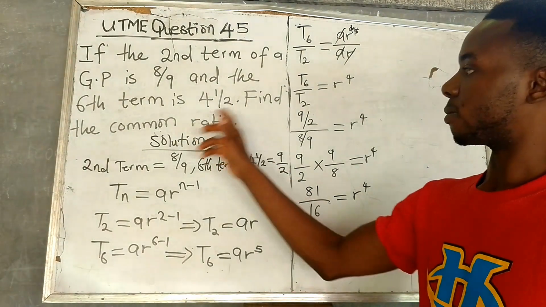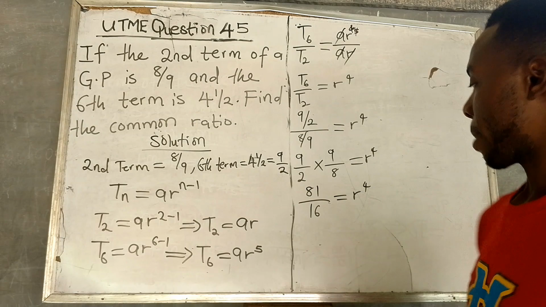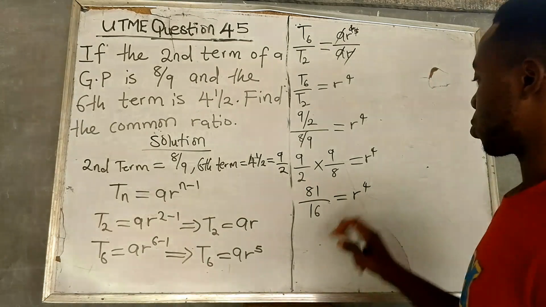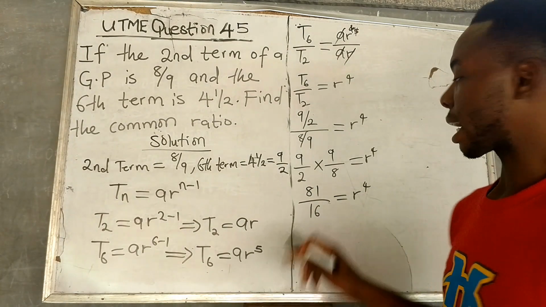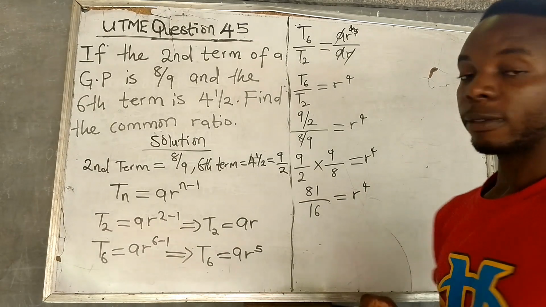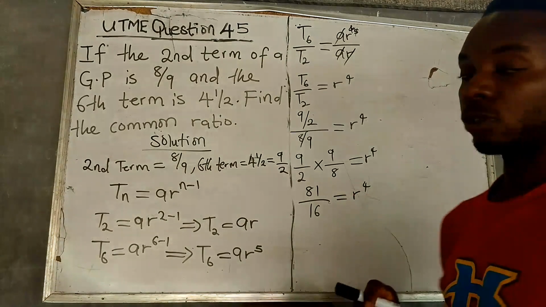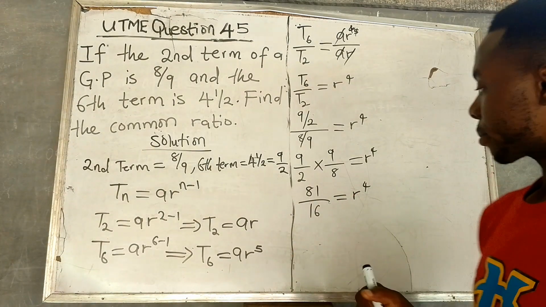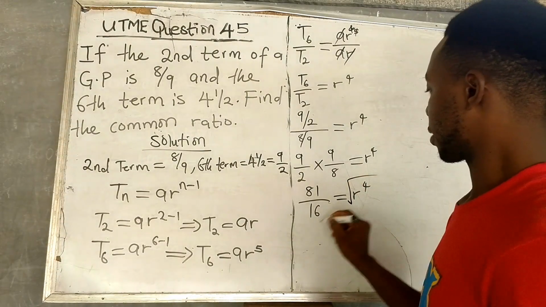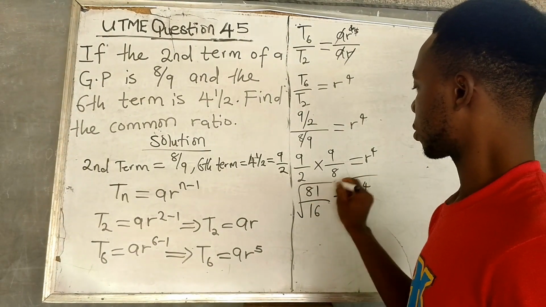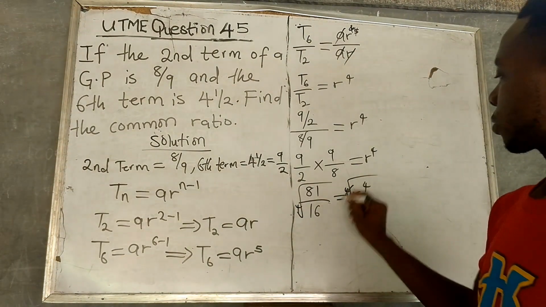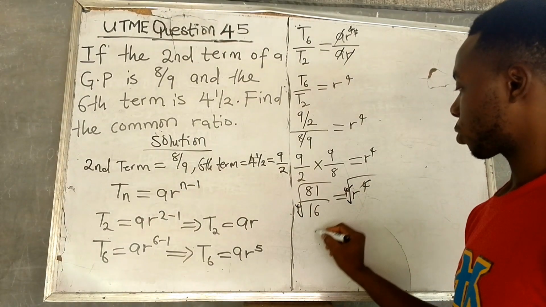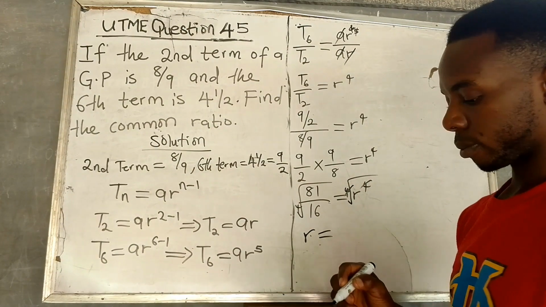Now, remember what we are asked to find is the common ratio. To find the common ratio, you take the fourth root of both sides so that we can remove this raised to the power of 4 here. The fourth root of this side and the fourth root of this side. So this fourth root will cancel this raised to the power of 4. So you're left with r is equal to.